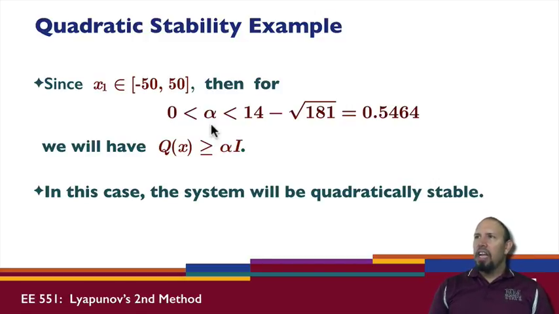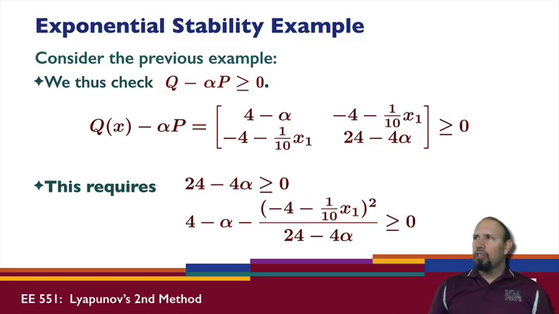We've stated that if a system is quadratically stable, it's automatically exponentially stable. But let's go and look at the exponential stability anyway. Exponential stability means we need to check this kind of inequality. Instead of having I here, I have P. So Q minus alpha P is this expression. Notice it's very similar to what we had before, but not quite. Notice here I have a 4 alpha.